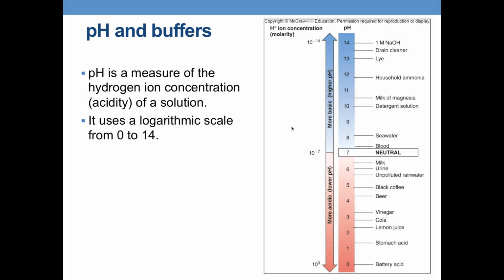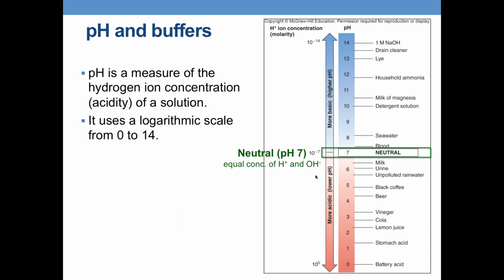Okay, moving on to pH and buffers. So pH is an important characteristic of aqueous solutions. And pH, if we want to define it, is a measure of the hydrogen ion concentration or acidity of a solution. And it uses a logarithmic scale from 0 to 14. And let's start with the neutral pH. So pure water has a pH of 7, and it has an equal concentration of hydrogen and hydroxide ions. So that is neutral pH.